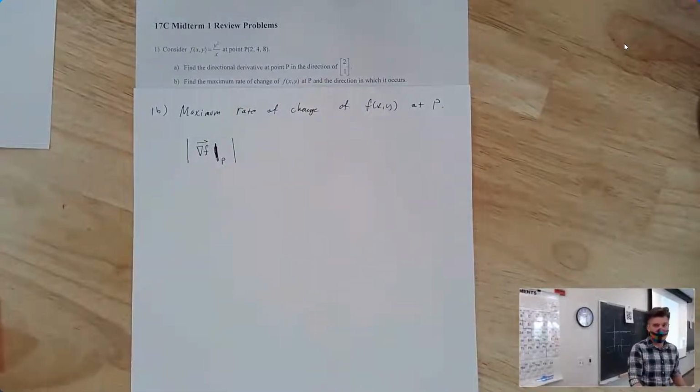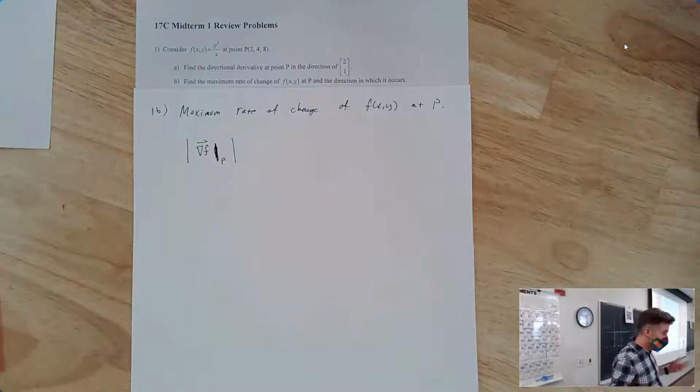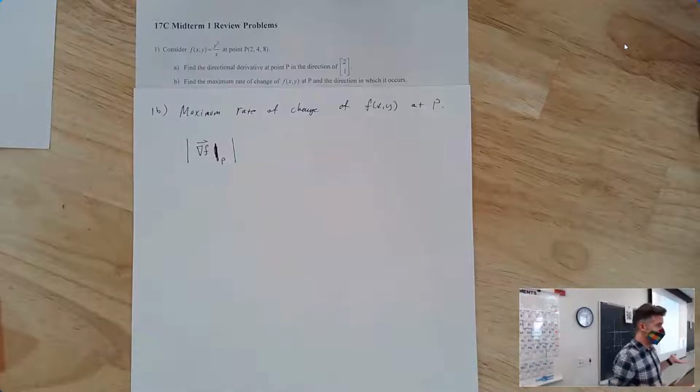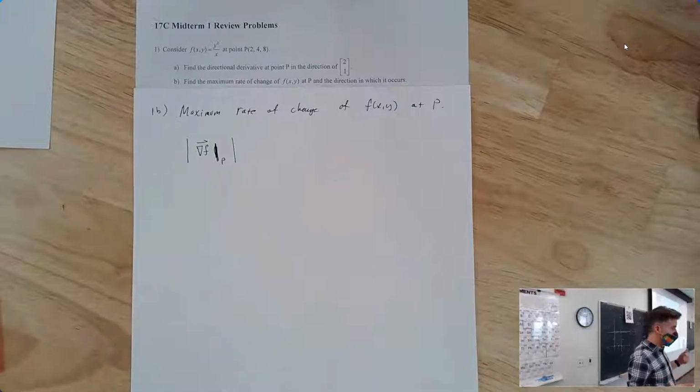So if anyone ever asks what's the maximum rate of change at a point, it's the magnitude of the gradient. Or as I like to say, the gradient is always the direction of the steepest increase. So if they want to know what the steepest increase is, it's just the magnitude of the gradient.